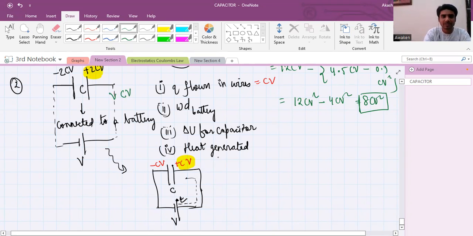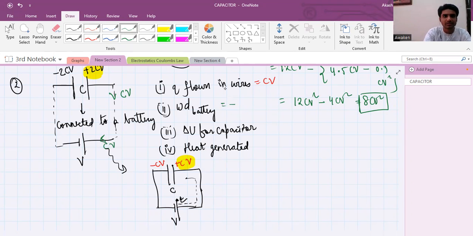Work done by the battery will be, because CV is flowing in this direction, so it will be minus CV square. Okay, understood?